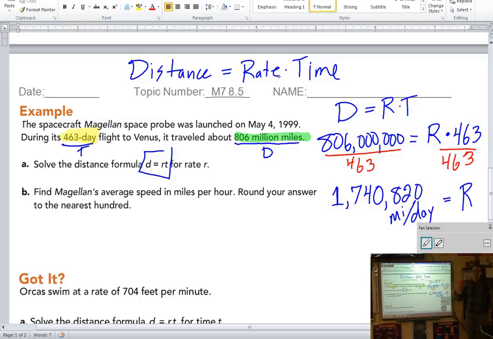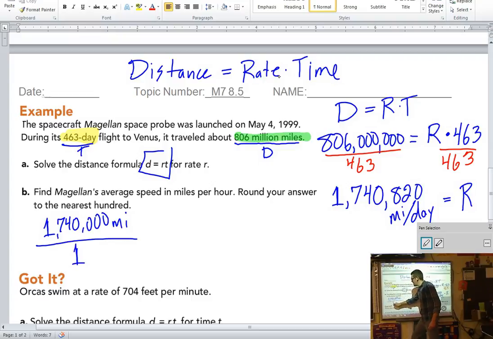Now let's figure out how fast they were going in miles per hour. So set this up as 1,740,000, and you can use the B space. This is the question for B. So you can use this, but that's miles over 1 day.